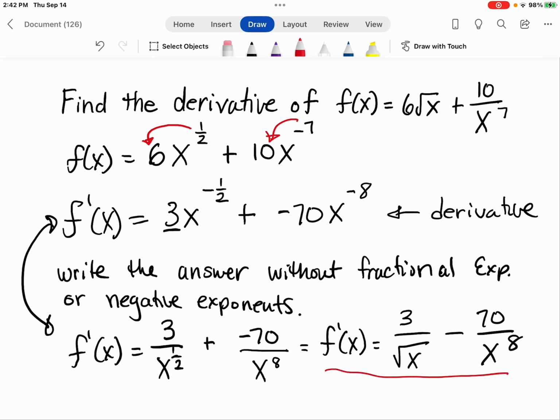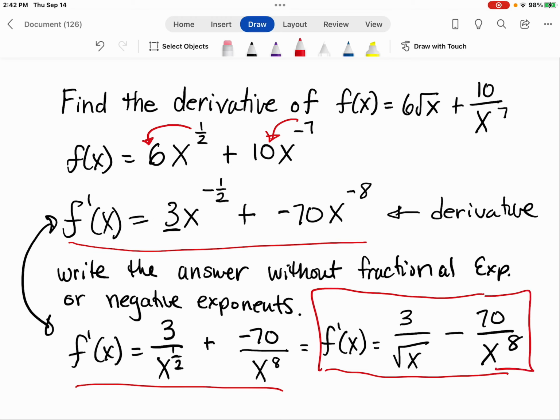So all of these are equivalent, they're just written in different forms. But this is the form that the program is asking you to put your answer in.